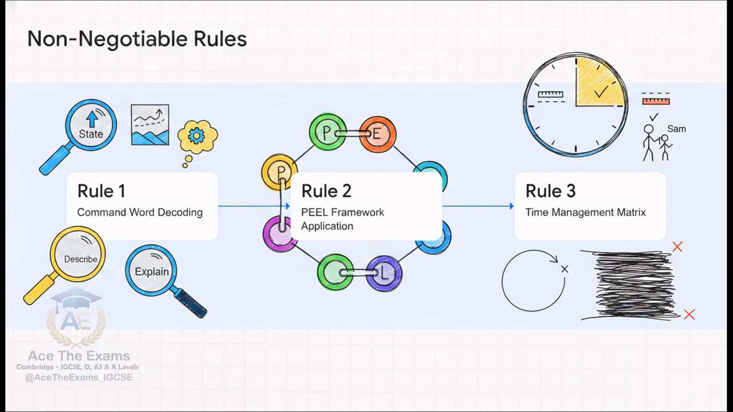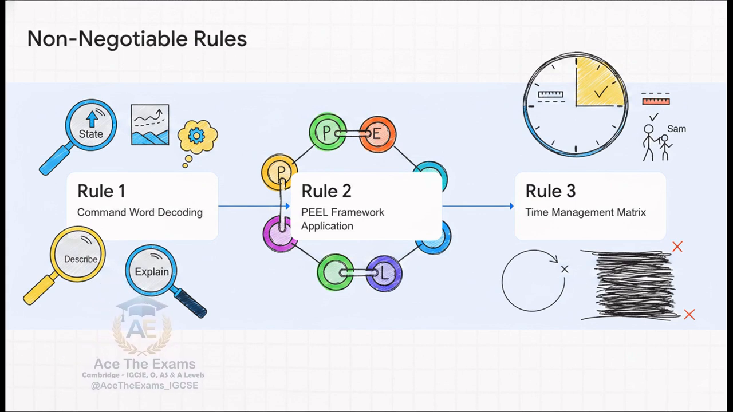Rule 2, PEEL framework application. Never, ever leave a physics fact floating alone on the page without an explanation and a direct link to the scenario. Anchor your knowledge to the question. Rule 3, time management matrix. Look at the marks available. Don't write a whole novel for a simple 2-mark question like Alex did. You'll run out of time for the rest of the paper. And conversely, don't write a single lonely word for a 4-mark calculation and explanation question like Sam did. Let the structure and the marks dictate your success.